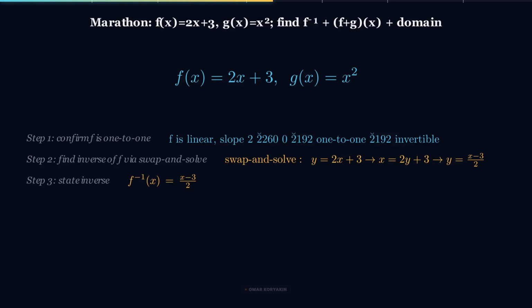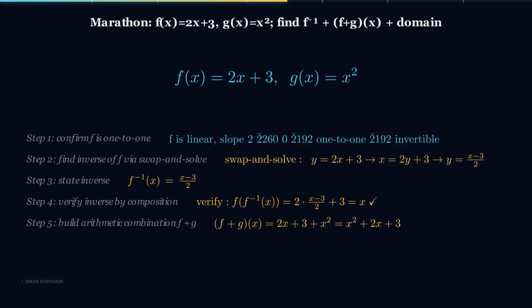Step 3. Verify the inverse by composition. f of f inverse of x equals 2 times the quantity (x minus 3) over 2 plus 3 equals x minus 3 plus 3 equals x. Identity verified, so the inverse is correct. Step 4. Compute the arithmetic combination f plus g. f plus g of x equals f of x plus g of x, 2x plus 3 plus x squared. Rearrange to standard polynomial form: x squared plus 2x plus 3. The combination is a quadratic polynomial.